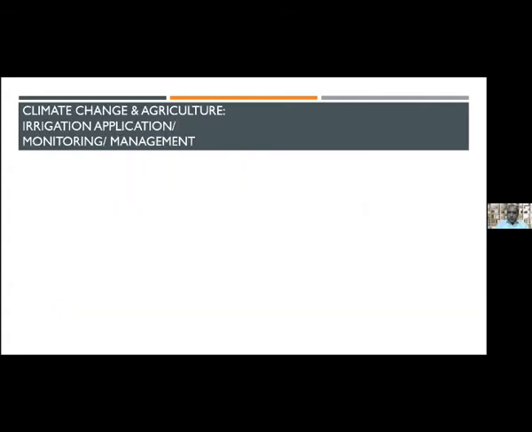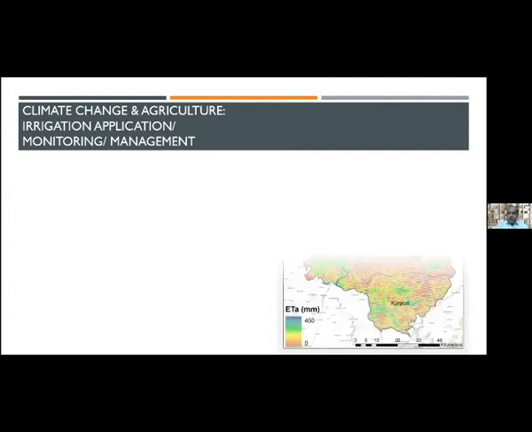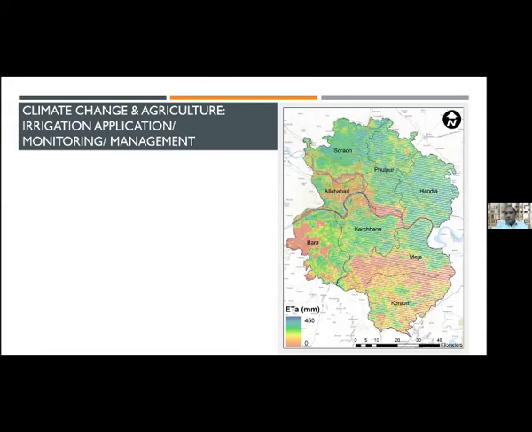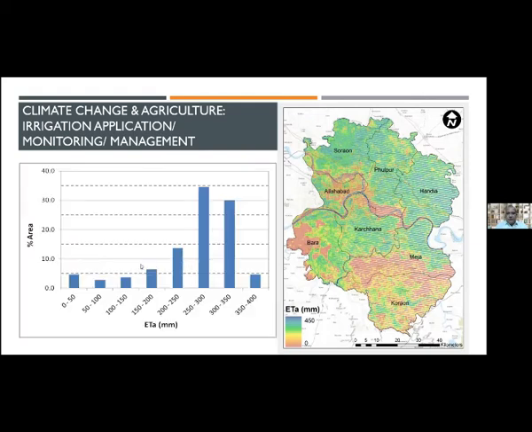So what we can do through these techniques or geospatial technologies, we can see the irrigation application, we can monitor it, we can manage it. Again, this map was created for the Allahabad district. I created this map and it is showing the water use of crops in various tehsils of Allahabad district. If we pull out the data just to see what's going on, we can see how varied the crop water use is.